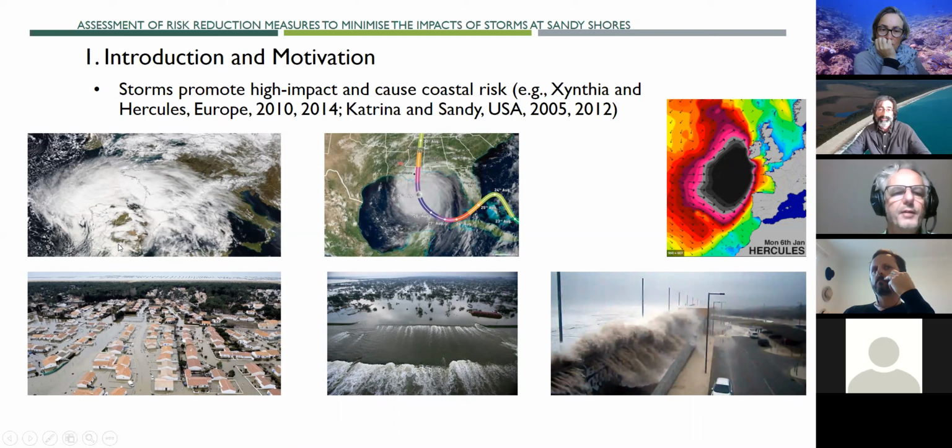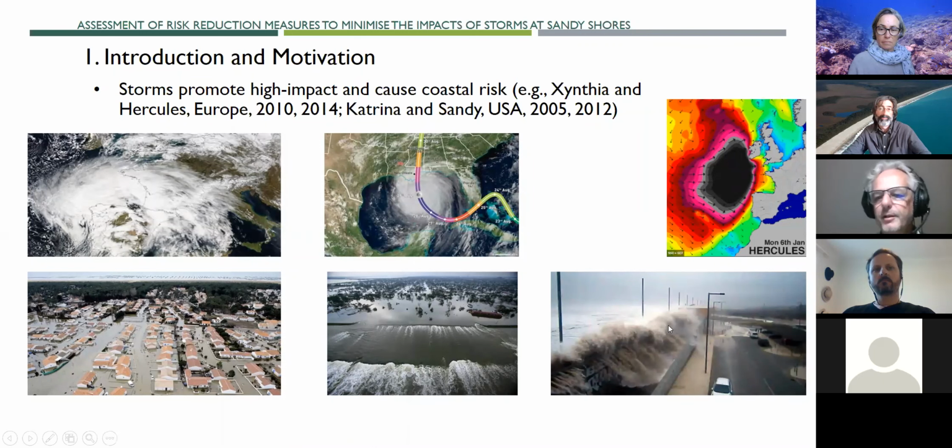On the left, we have an image of Xynthia. Xynthia crossed Portugal and then arrived in France. It had a lot of consequences in the Algarve because the track was from south to north. But most of the consequences were in France, more or less in this region, killing about 60 persons during the night by flooding. And we also had in 2014 another major storm, Hercules, which is considered the storm with the highest power in the last 100 years on the west coast of Europe.